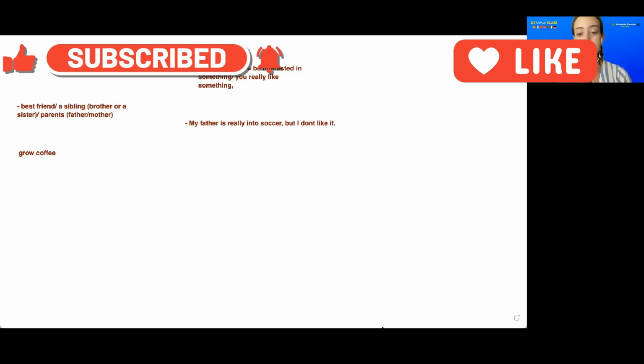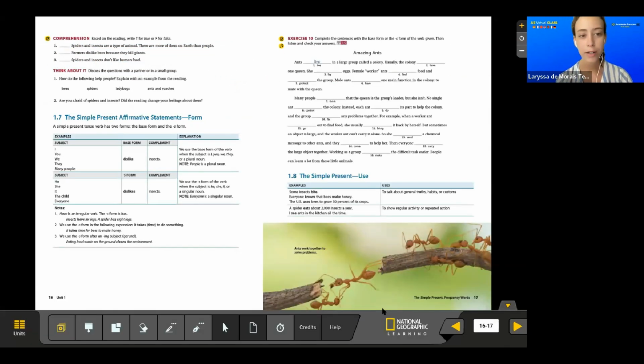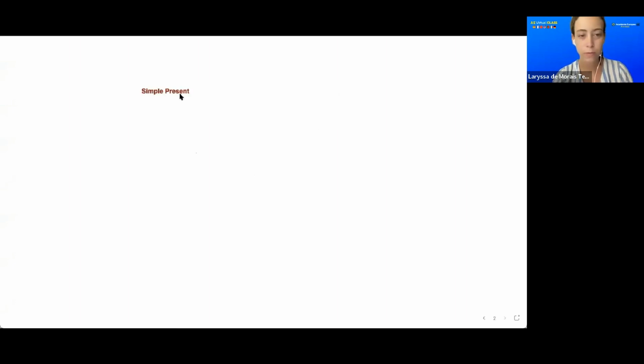I told you guys that today we were going to start with the simple present, but now we're going to talk about all the verbs, okay? All the verbs. Something that you guys know, but you need to remember. So when we talk about the simple present, we have two forms, okay? Two forms of the verb. Let me put here.